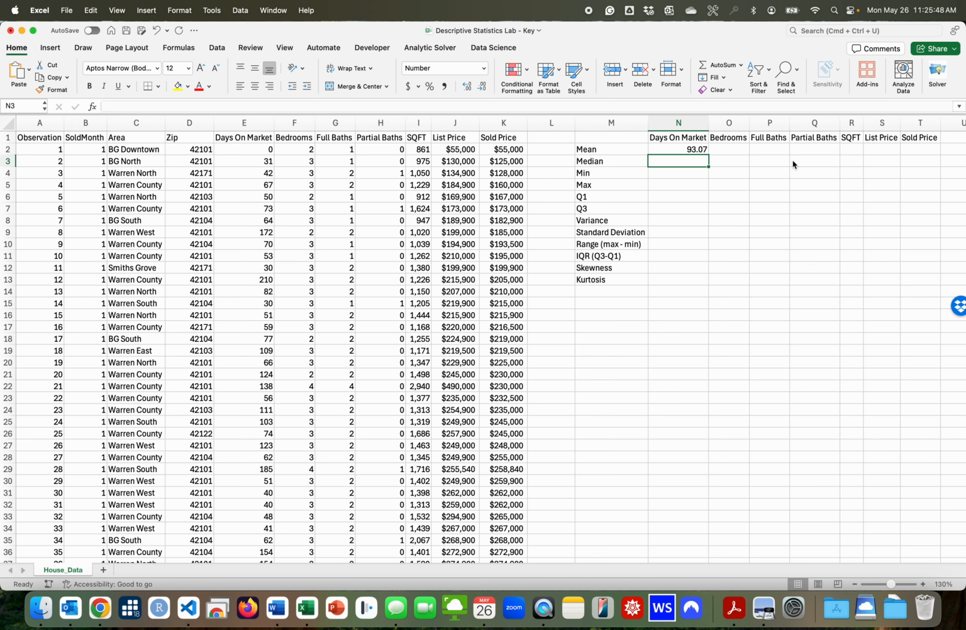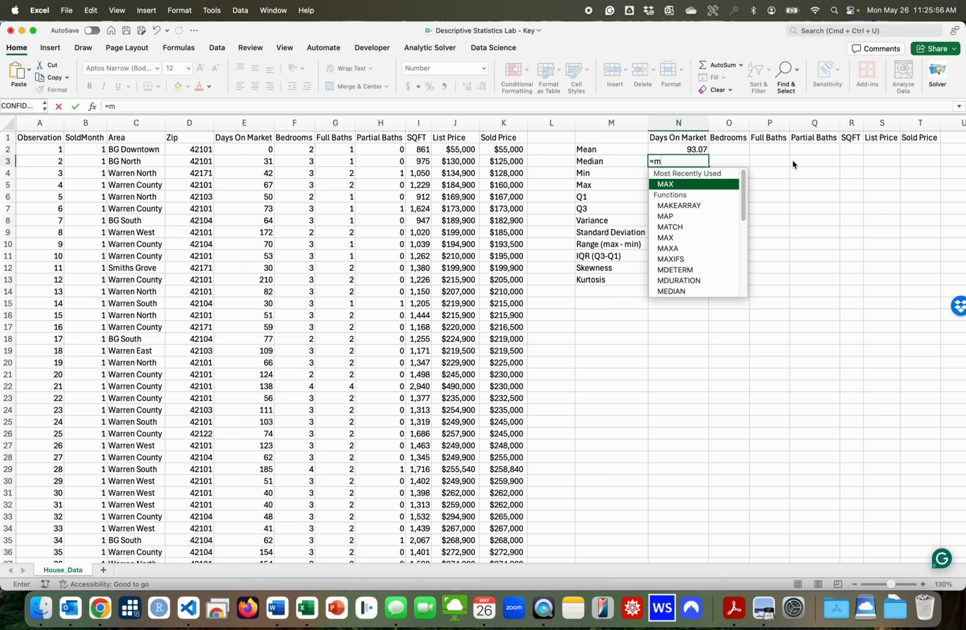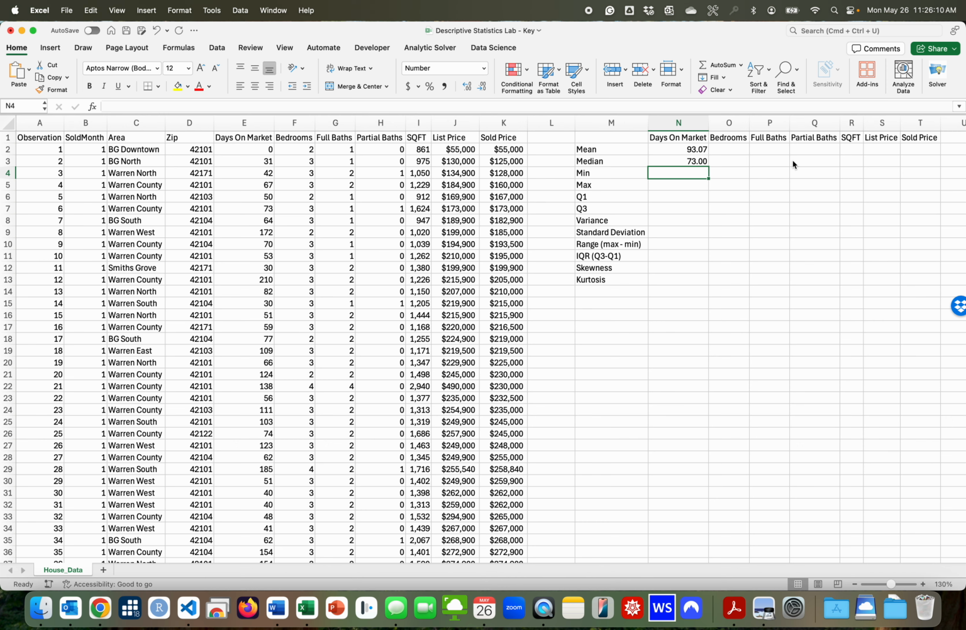So on average, homes are on the market for about 93 days. The median, we're going to do equals, start typing median. As soon as it's highlighted, you can hit tab, E colon E, because we want the median of column E. Hit enter. The median home was on the market for 73 days. So since the average is greater than the median, it means we have some large values that are pulling that average up. And we'll see later that our skewness is going to be positive, which is going to tell us we have a longer right tail. And we'll see that when we make the histogram later.